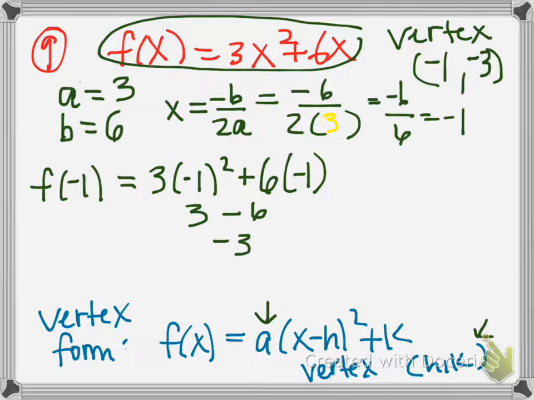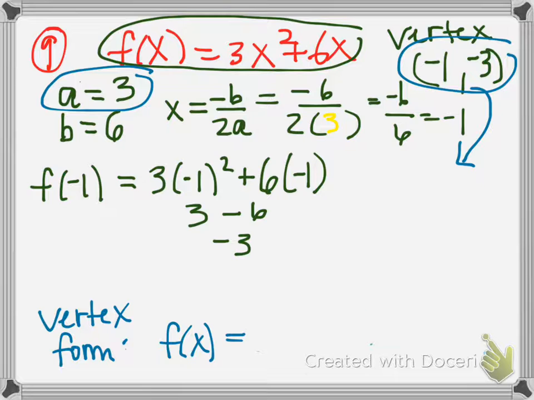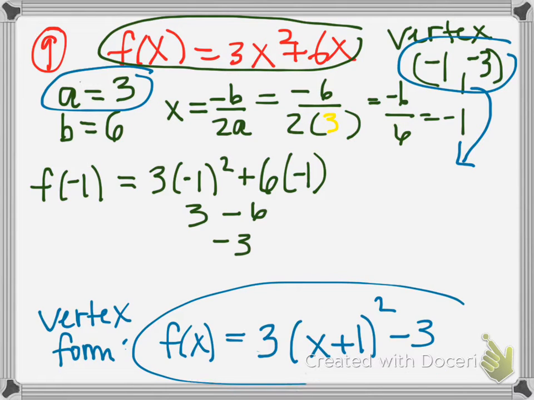So now that I have my vertex here, I can now convert to vertex form. So using this, and then also identifying that a was 3, I'm going to erase the original here and plug in my numbers. So let's see, f of x equals a, which was 3, parenthesis x, and since my x-coordinate was negative, I know I have to flip the sign when I plug it in, so it's x plus 1 squared, and the back number stays the same. So this would be my vertex form.